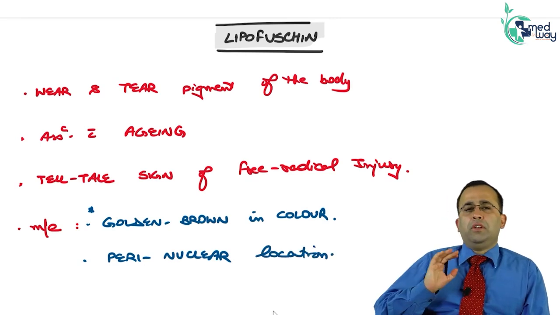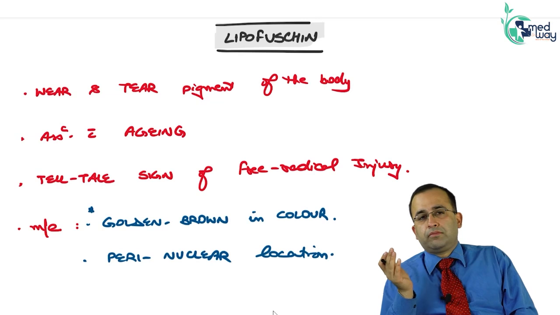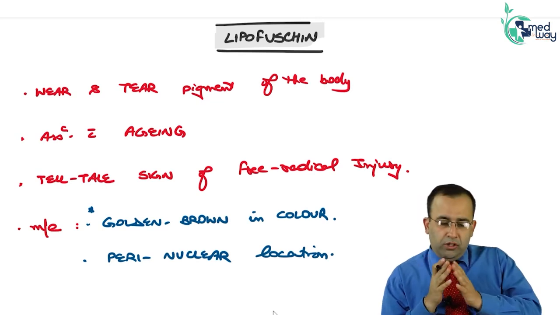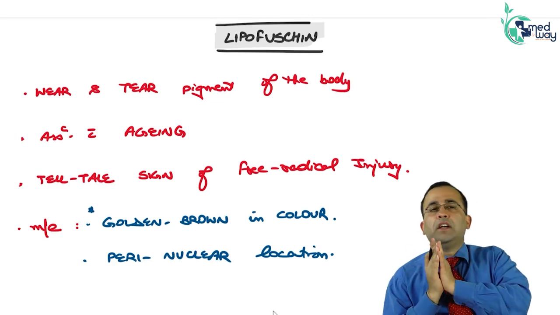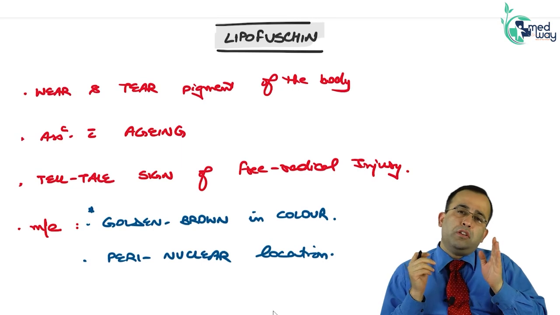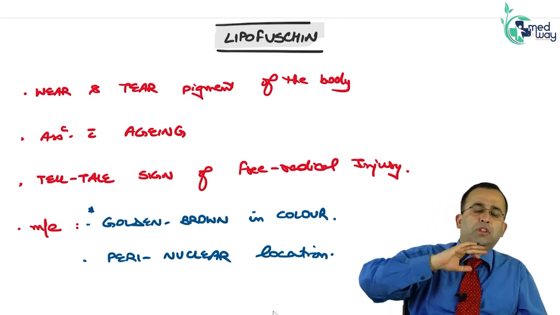It is golden brown in color. Normally students make a mistake and they say it is brown. It is not brown. When I talk of brown pigment, I mean hemosiderin. We'll just see that in 2 minutes. Lipofuscin is golden brown in color, a golden brown perinuclear pigment present around the nucleus.